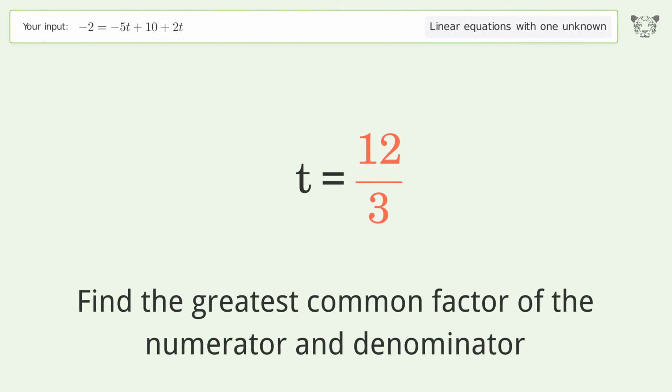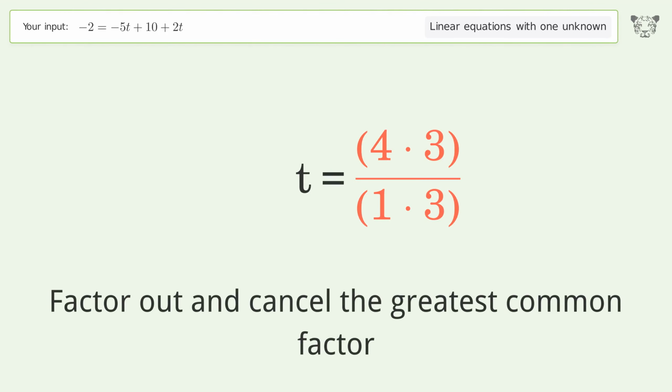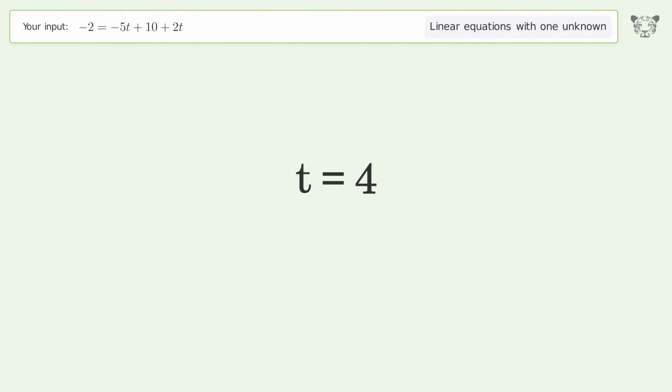Find the greatest common factor of the numerator and denominator. Factor out and cancel the greatest common factor. And so the final result is t equals 4.